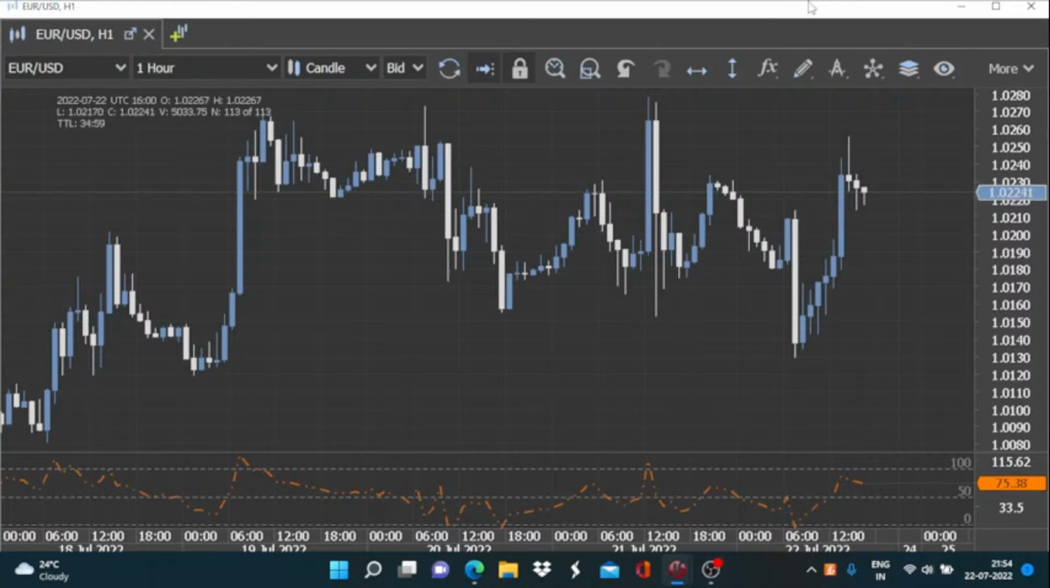Till then, I hope that you will try out this indicator and see how you can customize this indicator to look for profitable trading opportunities.